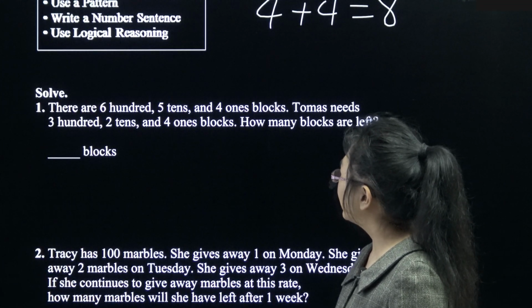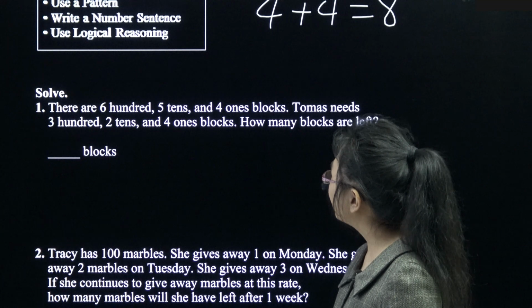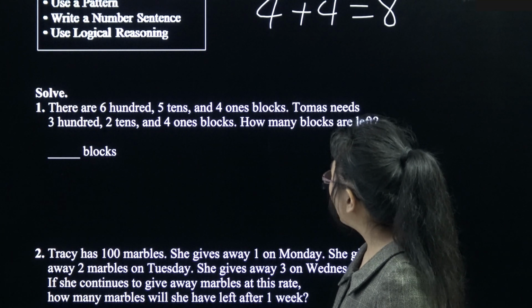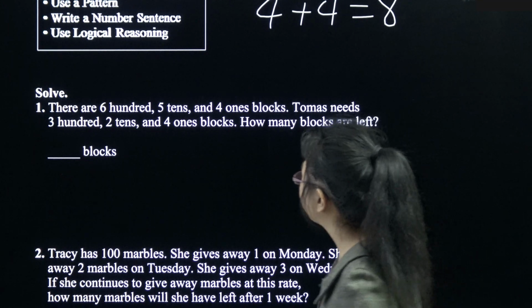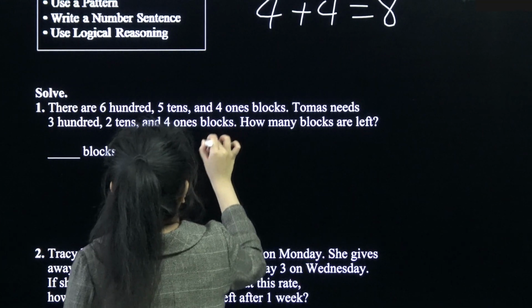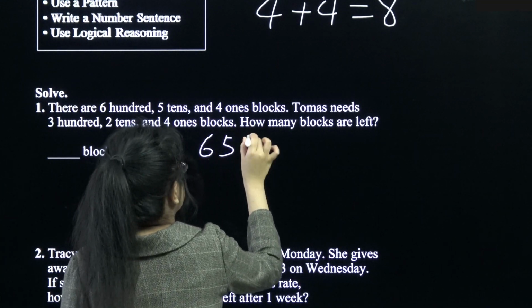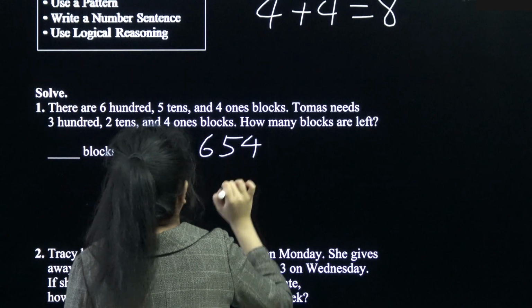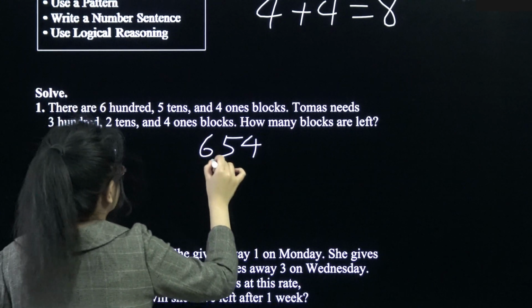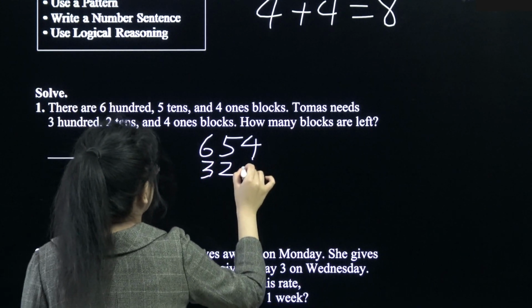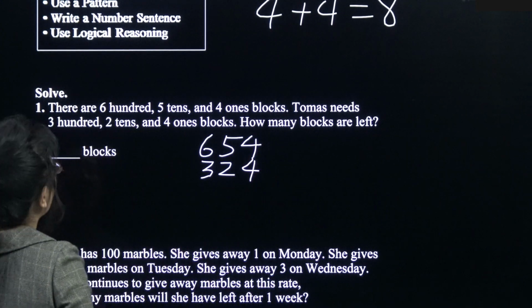There are 600s, 5 tens, and 4 one blocks. Okay? So 600s, 5 tens, and 4 one blocks. Thomas needs 300, 2 tens, and 4 ones blocks. How many blocks are left?